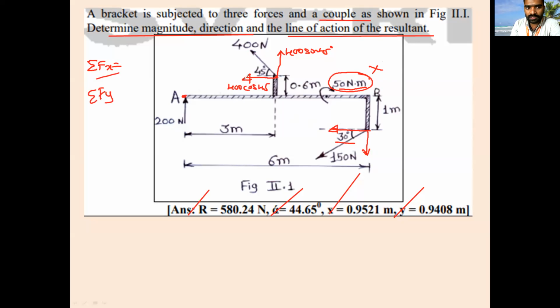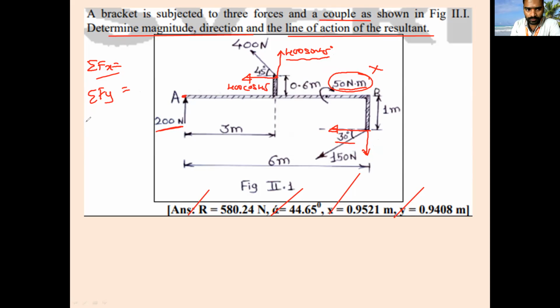So what will come in sigma Fx? This 400 cos 45 and 150 cos 30 will come. And in sigma Fy, starting from this point A, there is again a 200 moving in the upward direction, and 400 sin 45 moving upward. These two are positive. One is moving downward, that is 150 sin 30. Will you calculate sigma Fy?